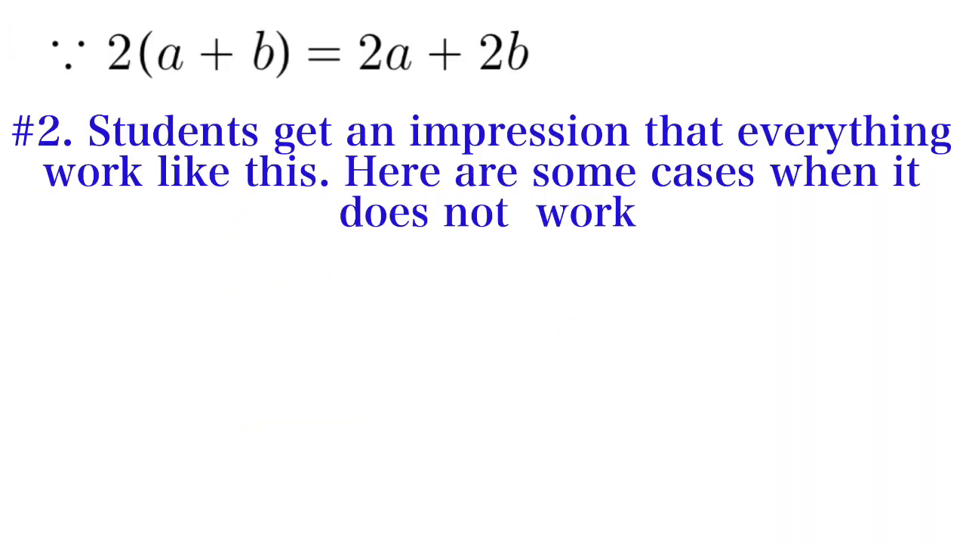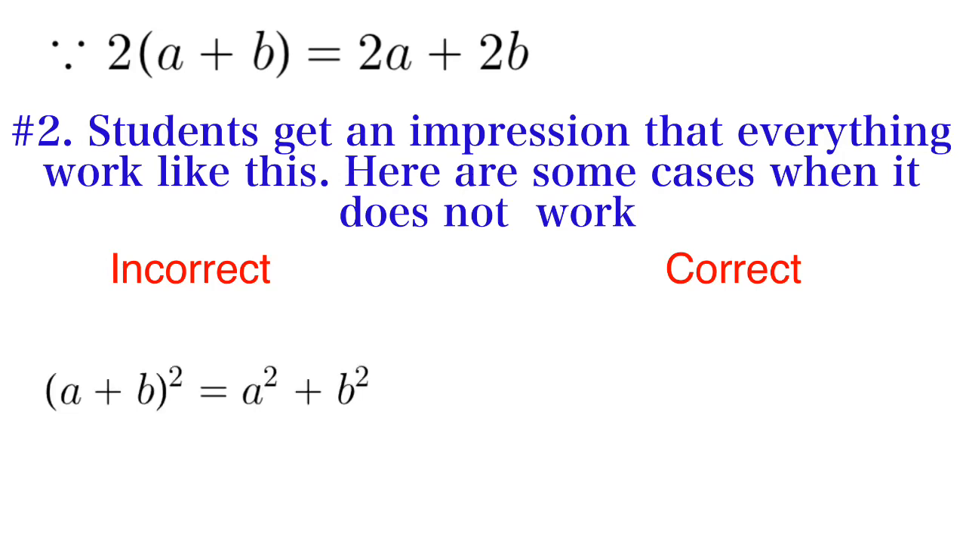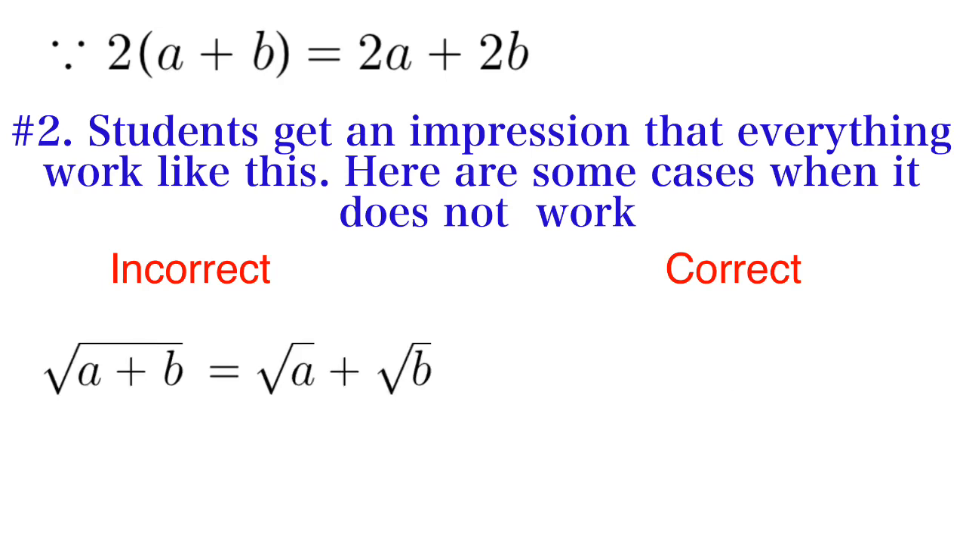Since 2 multiplied by a plus b is equal to 2a plus 2b, students get an impression that everything works like this. Here are some cases when it does not work. For example, a plus b whole square. Students often write a square plus b square, but the correct form is a square plus b square plus 2ab. Again, root over a plus b, students write as root a plus root b, but the correct form is not equal to root a plus root b.